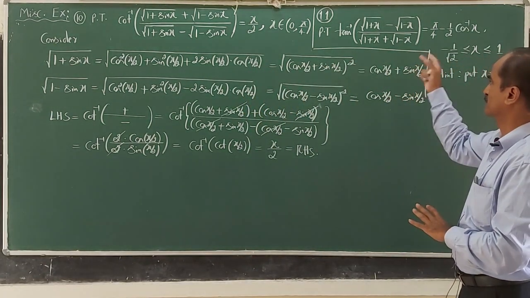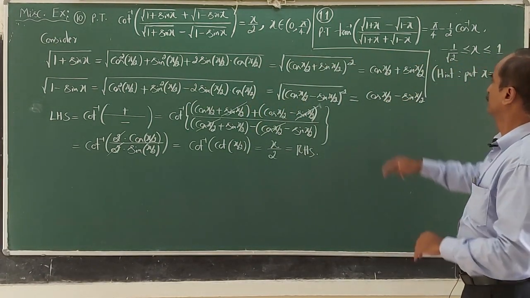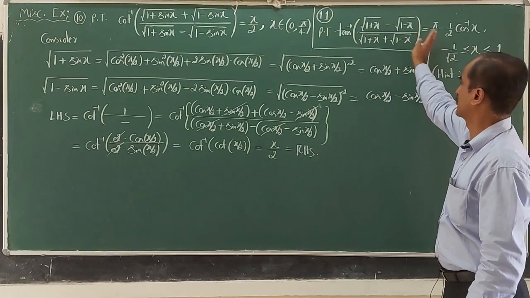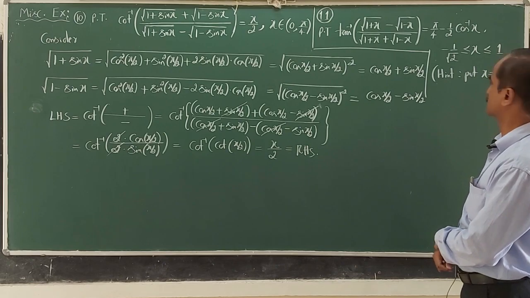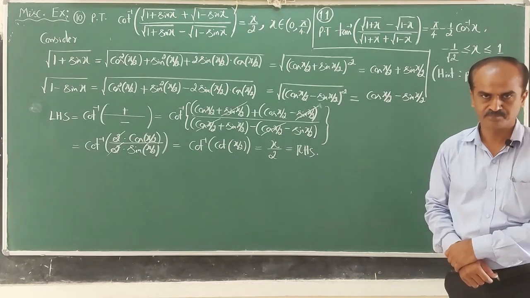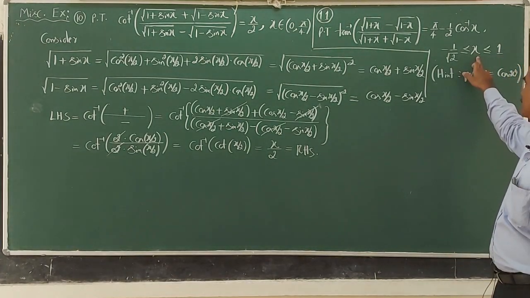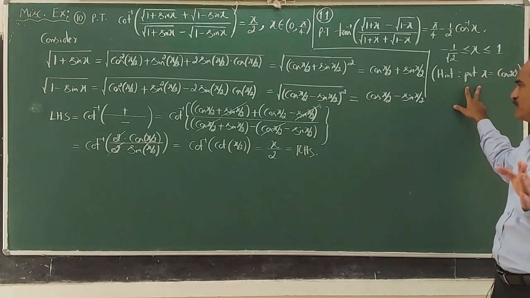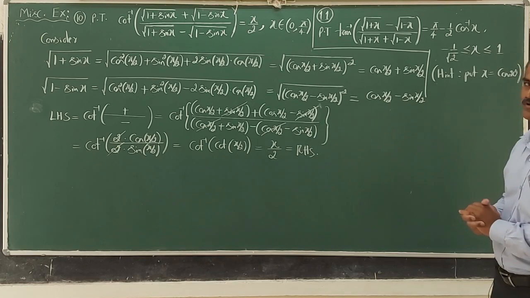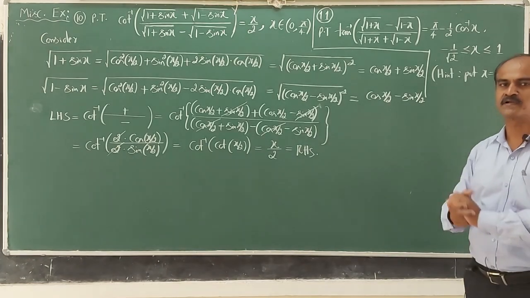Now let us take 11th question. Required to prove that tan inverse of this expression is equal to pi by 4 minus 1 by 2 cos inverse x, where x lies in this interval they are given. In the textbook even a hint is also given. Put x equal to cos 2 theta. Now let me complete that.